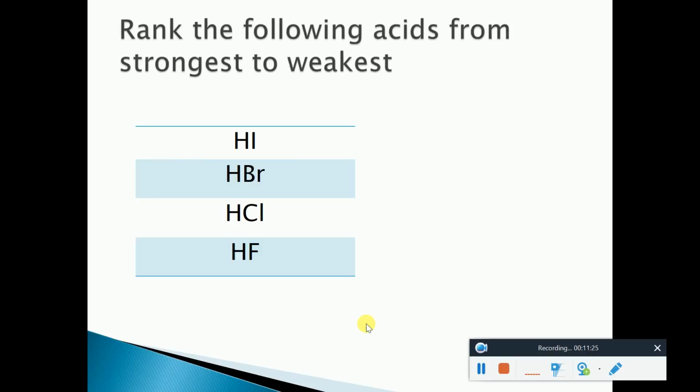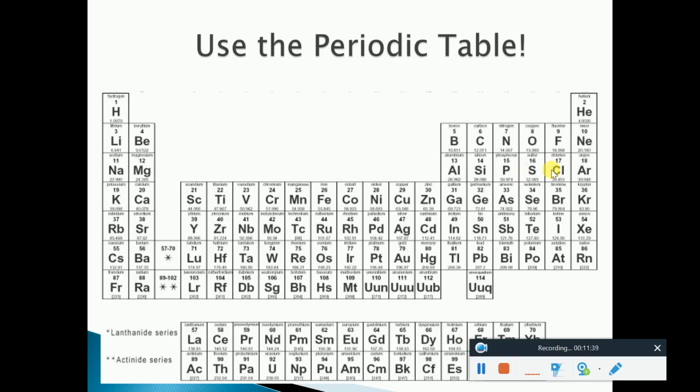So now let's try this one. And again, make sure you're trying on your own before we get to the answer. But note we are comparing iodine, bromine, chlorine, and fluorine. So here we are: fluorine, chlorine, bromine, and iodine. Well, what are we comparing here? Remember that we're going to be looking at atomic size and the correlating bond strength.